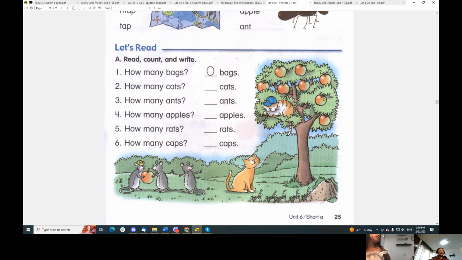Yeah. But in the tree only, we have 1, 2, 3, 4, 5, 6, 7, 8. 8 in the tree plus 1 with a mouse. All right. Now the mouse are called rats because they are very big, right? Big mouse is called a rat.